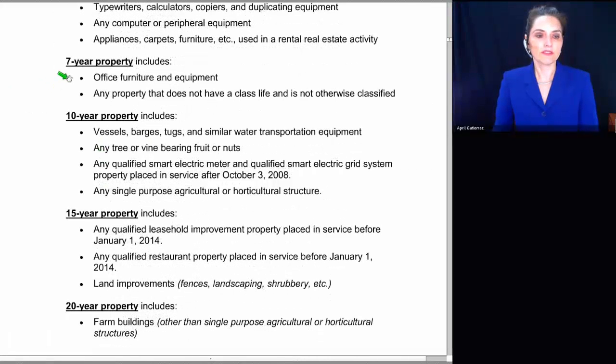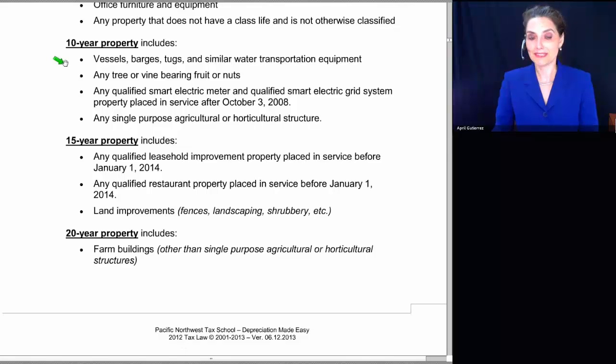7-year property includes office furniture and equipment, and any property that does not have a class life and is not otherwise classified. So if you've got a particular asset that you can't seem to find anywhere that it's listed in the classification tables, it's just not identified anywhere, then it would be described as 7-year property. Happens to be the case that as hard as I've looked, I've never once seen cell phones listed in those tables, and since I don't see them listed in the tables, I've always treated cell phones as being 7-year property. Never seen a cell phone last 7 years, but since it's not classified into any other class, that's what I've been left with.